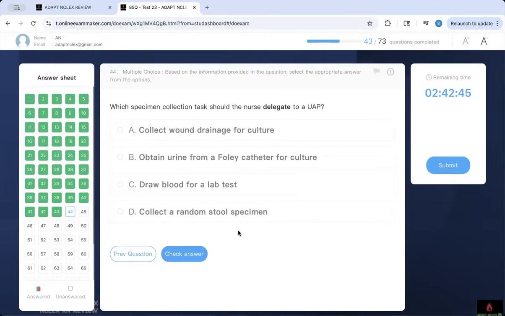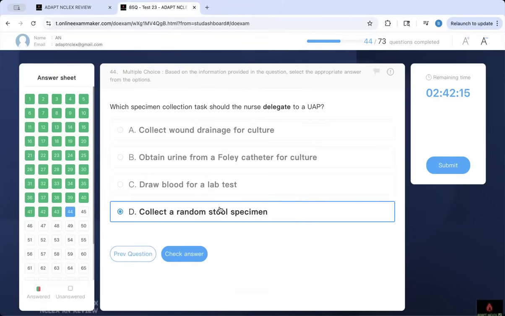Which specimen collection task should the nurse delegate to a UAP? Collect wound drainage for culture, obtain urine from the Foley catheter for culture, draw blood for lab test, collect a random stool specimen. Which one is okay for the UAP to do? It's a trap. They got to do the unsterile one. Which one is unsterile? Random stool sample.